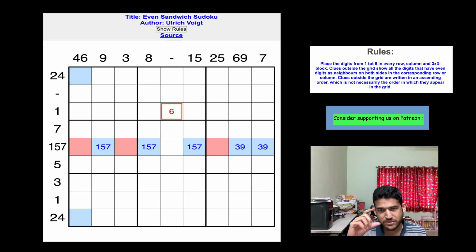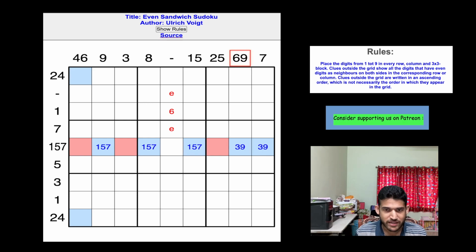Now 6 needs to be sandwiched by 2 even numbers, right? Let's say we have an even here and an even here, right? Now we have already consumed 3 evens for the column. We have only one more even left. Now look at the 9 clue. The 9 is also sandwiched by 2 even numbers.